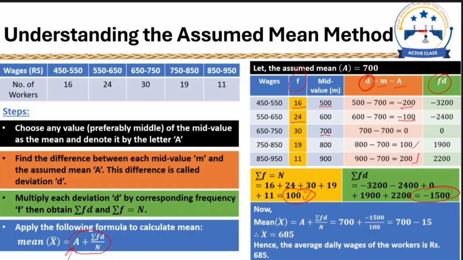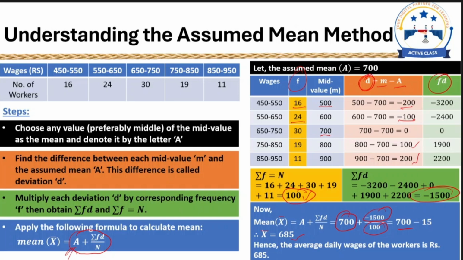Formula to calculate mean is A plus summation FD by N. A is 700, summation FD is minus 1500, N is 100. So 700 remains same. Plus times minus is minus. 1500 divided by 100 is 15. So 700 minus 15 is 685. Hence, the average daily wages of the workers is rupees 685.